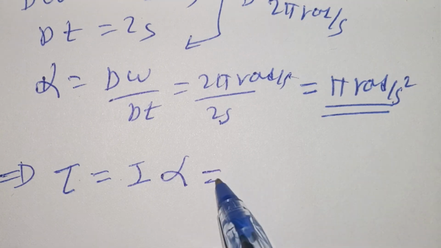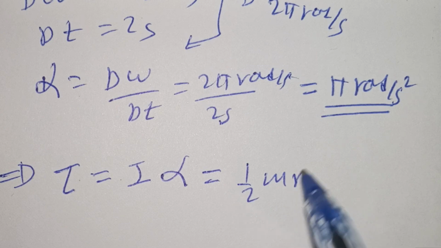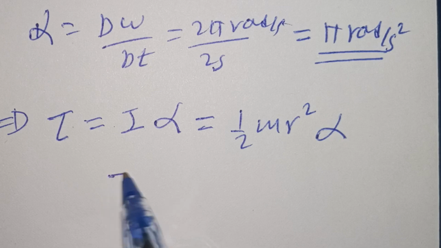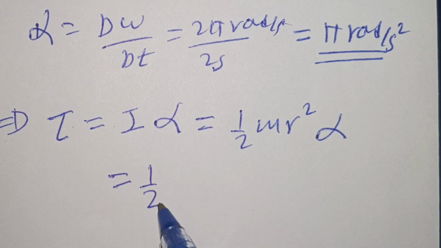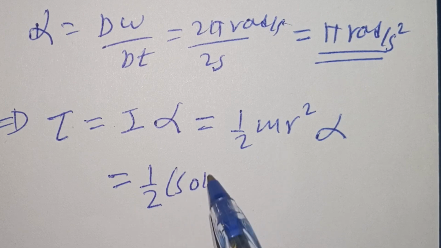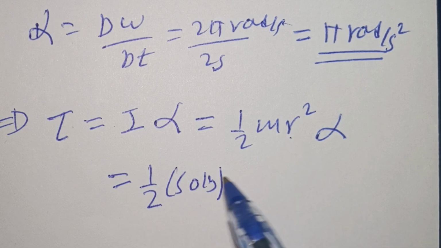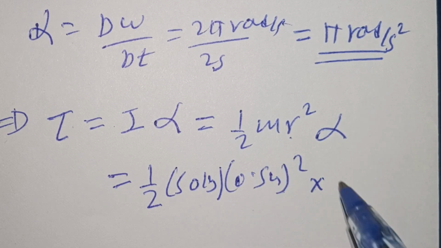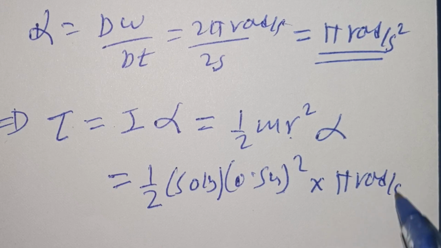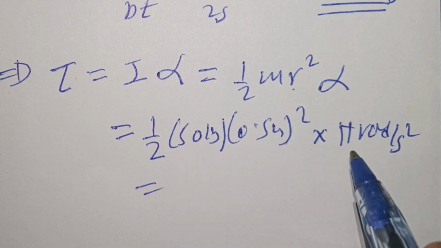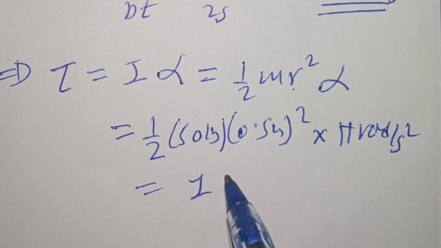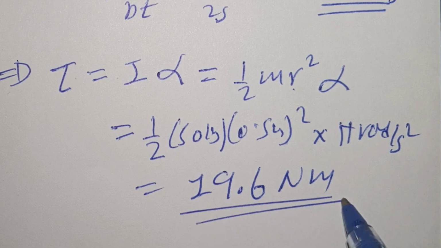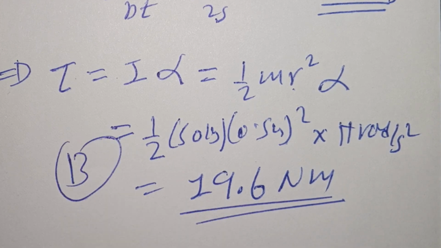Since the moment of inertia of the disc is a half of m r squared, times the angular acceleration, we have all the values, and directly when we substitute, a half of mass, which is 50 kilograms, times radius, which is 0.5 meter, the whole squared, times the angular acceleration, which is pi rad per second squared. When you proceed with this number directly, we get 19.6 Newton meters. So the correct answer is alternative B.